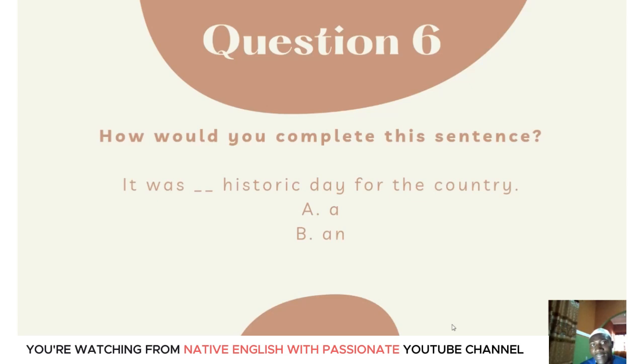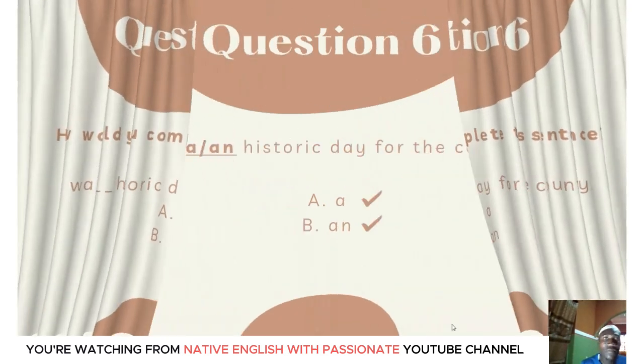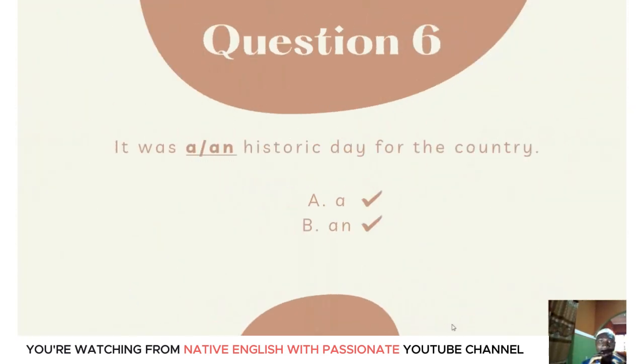So question 6. How would you complete this sentence? It was dash historic day for the country. Is it a or an? Let's look at the answer. Let's check out the answer. It was an historic day for the country.